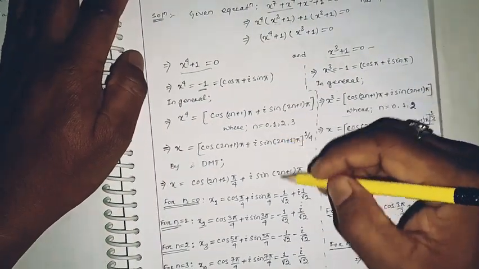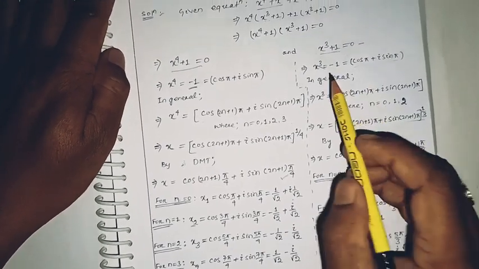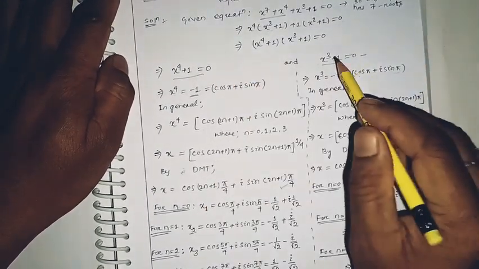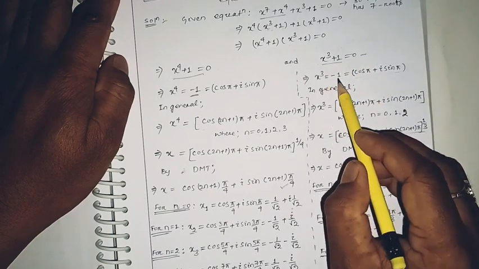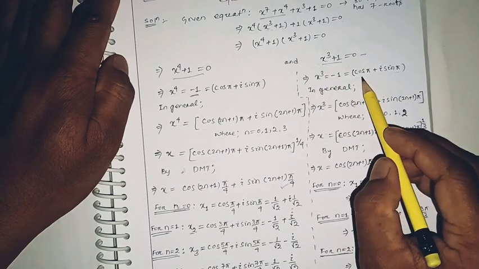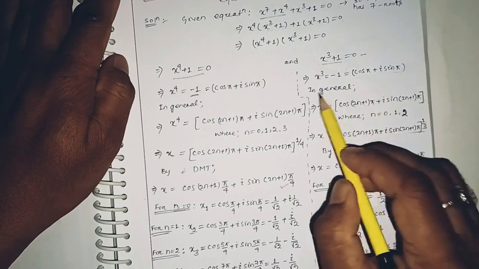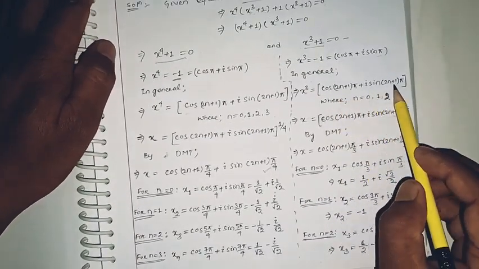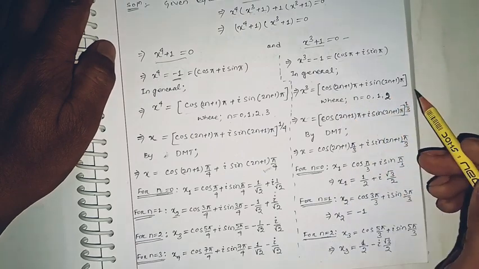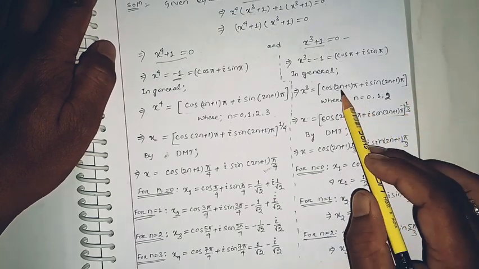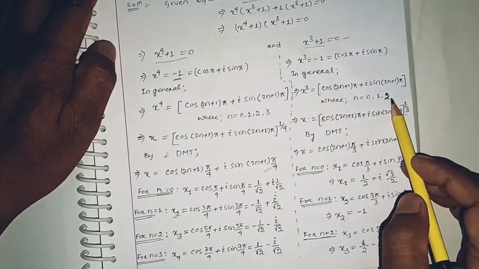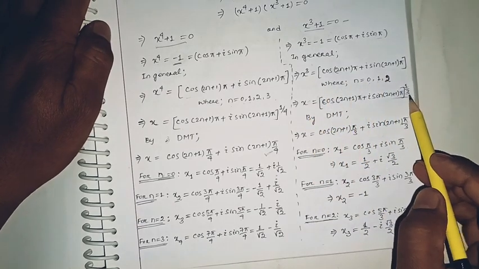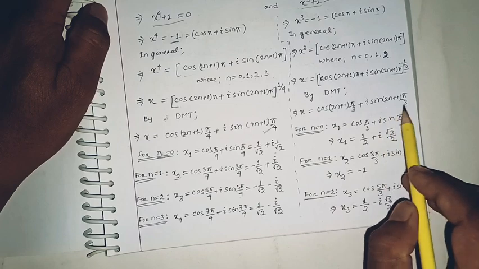With the help of the same procedure, we can find the 3 roots for this equation. cos x³ + 1 = 0, so x³ = -1, which can be written as cos π + i sin π. In general, it can be written as cos (2n+1)π + i sin (2n+1)π. As we have to evaluate 3 roots, the n values are 0, 1 and 2. So here x³ equals this much, x will be to the power 1 by 3. Applying DMT, we can find this one.